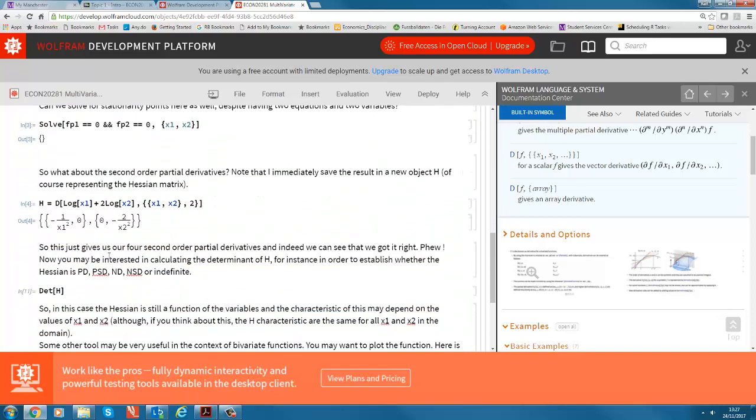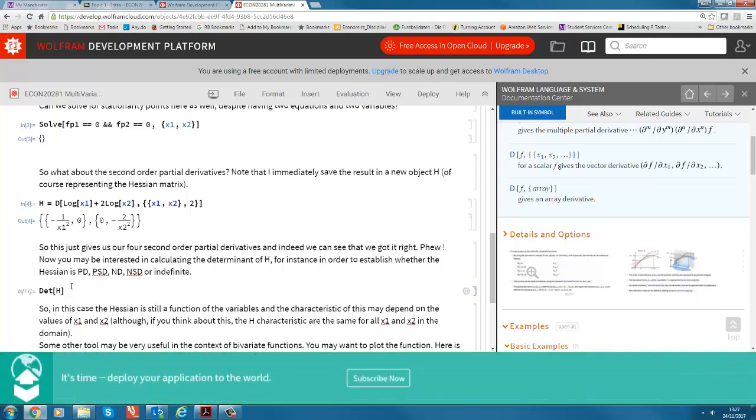So where are we here? You may be asked to figure out whether a Hessian is positive definite, positive semi-definite, negative definite, negative semi-definite, or indefinite. And an element you need in this calculation is the determinant. You also need to look at the signs of the diagonals. You go to the lecture notes to remind yourselves. But one thing you need is the determinant. So let's see what the determinant is.